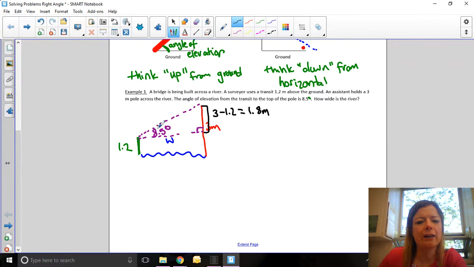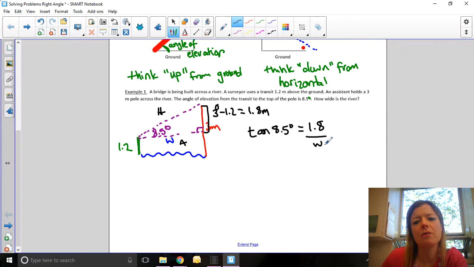So we have an angle, we know opposite, and we want to know adjacent. Remember, you could label this H, A, and O. So we have opposite, we want adjacent, O and A, that's TOA, so we're going to use tan. We set up our tan of 8.5 degrees is equal to opposite, which is 1.8, over adjacent, which is our width of the river.